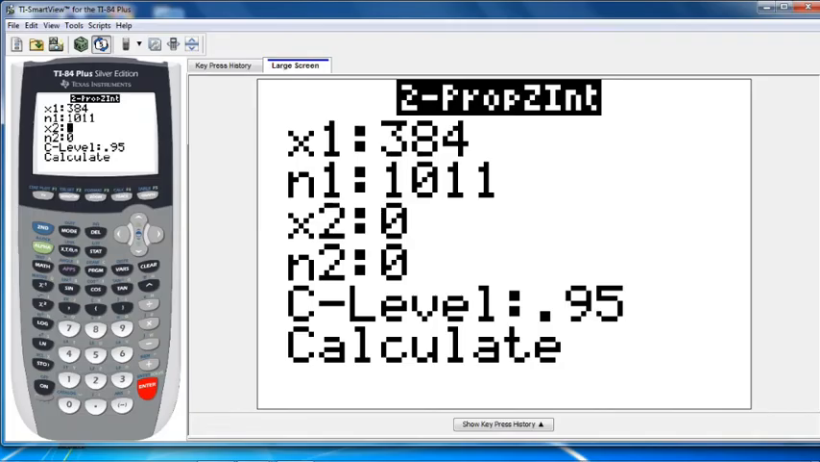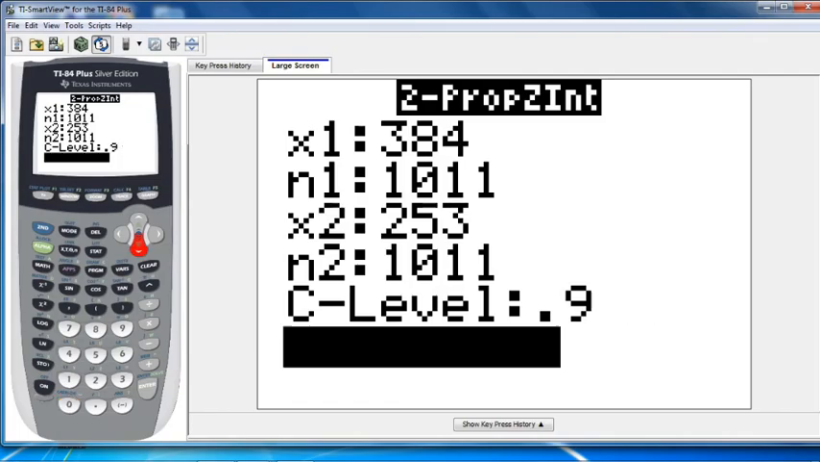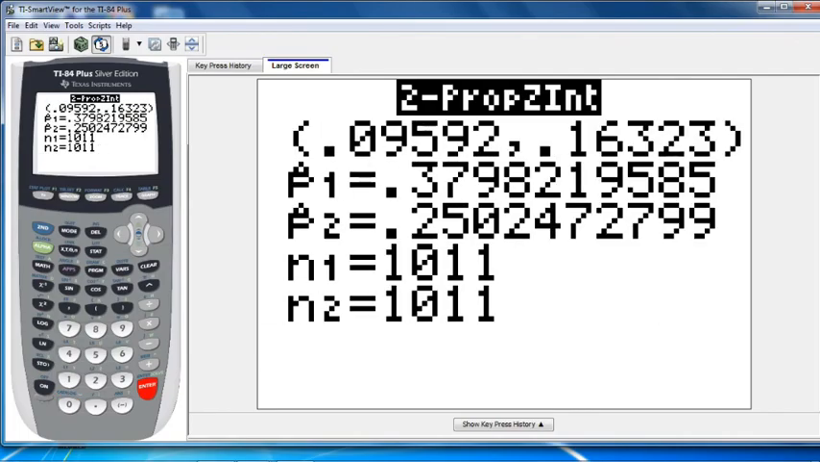And then for P2, we had 253 out of 1,011. Where am I getting those numbers from? Well, think about when we calculated in the normality condition, right? The number of successes for P1 and the number of successes for P2. Okay, then I'm just going to set my confidence level to 90%, 0.9. Go ahead and hit calculate. There's my P hat 1, there's my P hat 2, and there is my confidence interval.